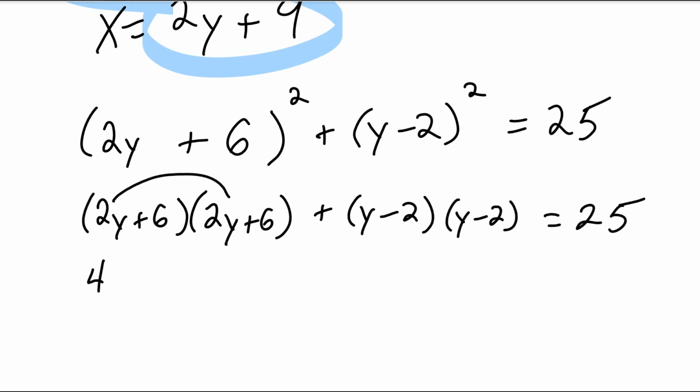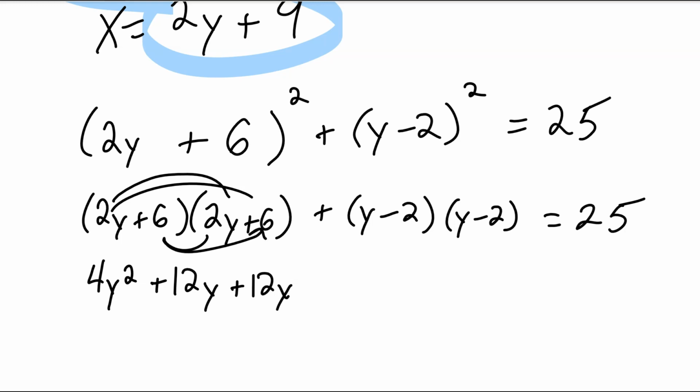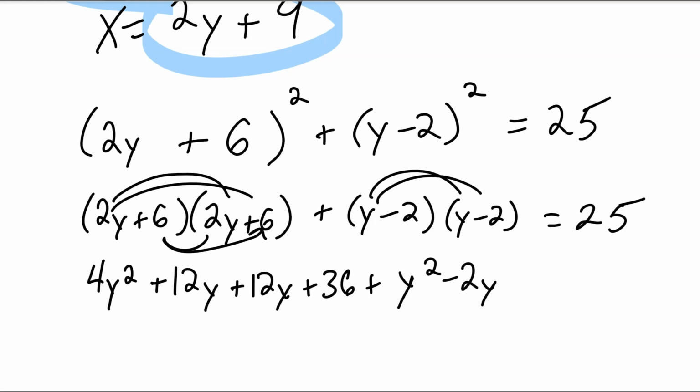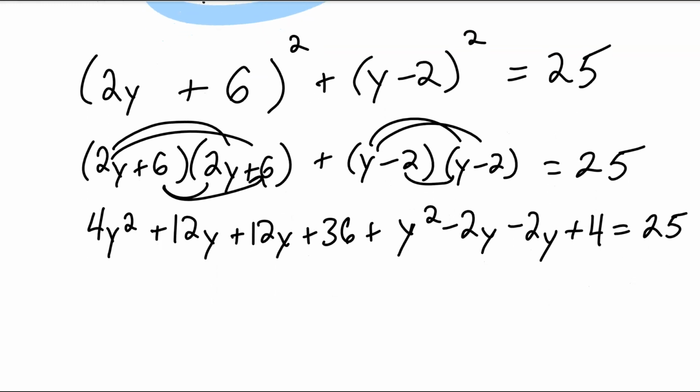2y times 2y is 4y squared. 2y times 6 would be 12y. 6 times 2y would be 12y again. And 6 times 6 would be 36. If I keep going, y times y would be y squared. That's a plus linking them. Y times a minus 2 is minus 2y. Minus 2y. And a minus 2 times a minus 2 is positive 4. So I've got this big long equation with lots of terms to add up.